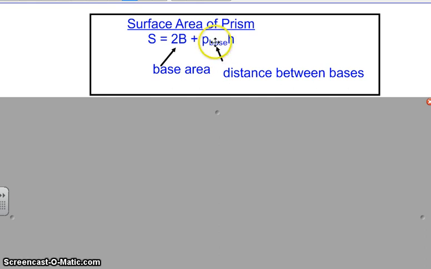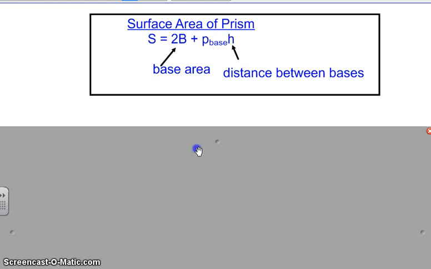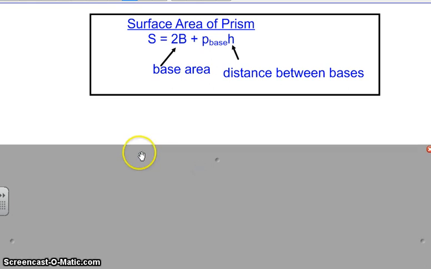Take the perimeter of the base and multiply by the height, which is the distance between the 2 bases. This is actually the distance between the 2 bases. Height is not always up and down. We can lay on our sides, we can lay down on our bellies, and our height is still from the top of our head to the bottom of our feet. So height is distance between the 2 bases.